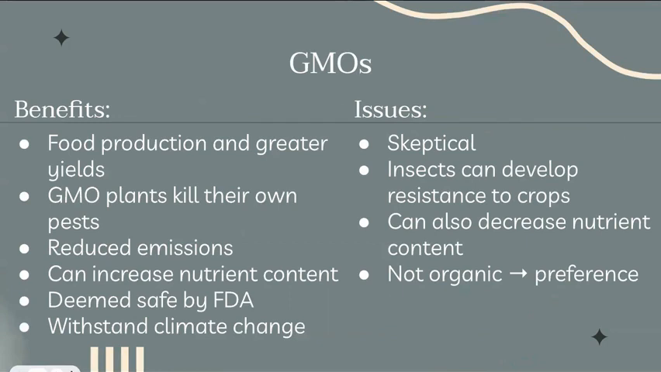So some benefits are food production and greater yields. GMO plants can kill their own pests. So you can genetically modify crops so that they can resist insects and pests. And that way you don't have to use fertilizers or pesticides. Reduced emissions, they can actually increase nutrient content, and we'll talk about that in a later slide. They are deemed safe by the FDA, and they can withstand climate change.